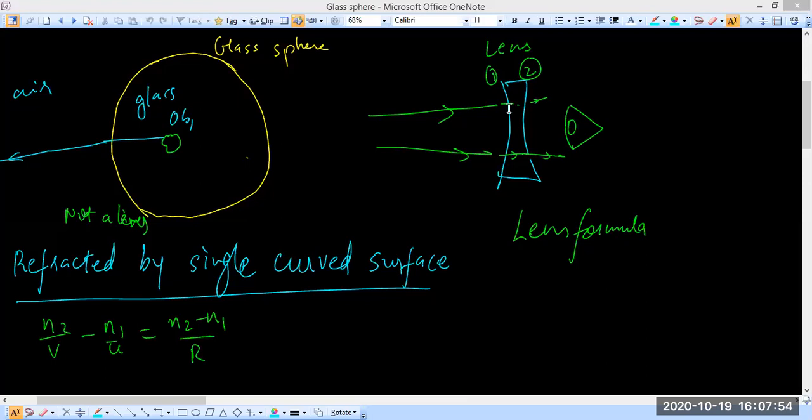Okay. So the last time we derived that formula for refraction by a single curved surface, right? So this time we will just continue from there. I hope all of you remember that formula now. This one.